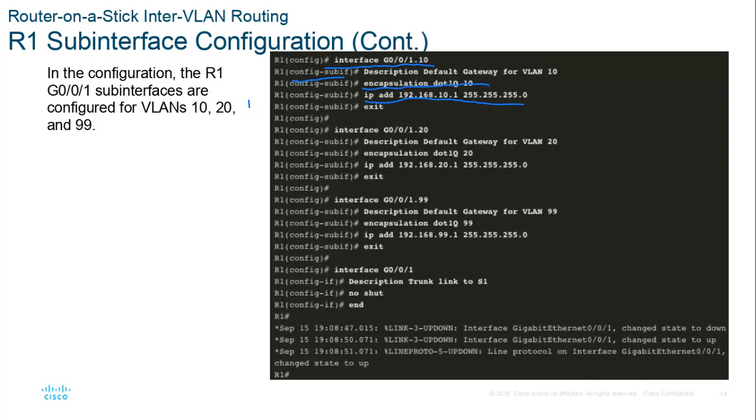And then he proceeds in this fashion, and he creates interface G0/0/1.20, VLAN 20, encapsulation dot1Q 20, 20.1 IP address. And then he goes to the management interface 99, encapsulation dot1Q 99, 192.168.99.1. And then he goes to the physical port itself, G0/0/1. We're not going to do any IP addressing on this. The IP addressing is all taken care of in our subinterfaces. So he simply puts a description: this is the trunking link that goes back to port number 5 on switch number 1, which has also been configured as a trunking port. And he does the no shutdown command.